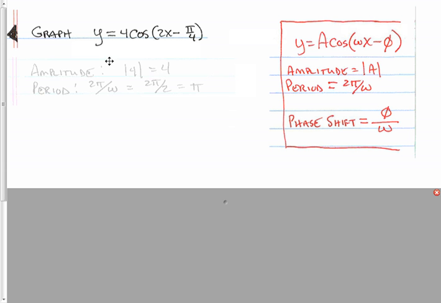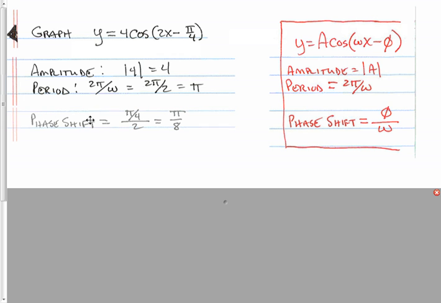Anyway, let's go through the pieces that we know. So our very first thing is, in this function, we know the amplitude is the absolute value of 4, which of course is just 4. And then we calculate the period by taking 2 pi and dividing by omega. In this case, omega is this 2. So 2 pi divided by 2, which is pi. So the period of this function is going to be pi, meaning it makes one complete cycle in pi units.